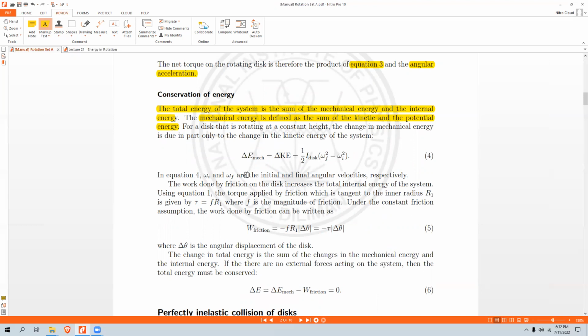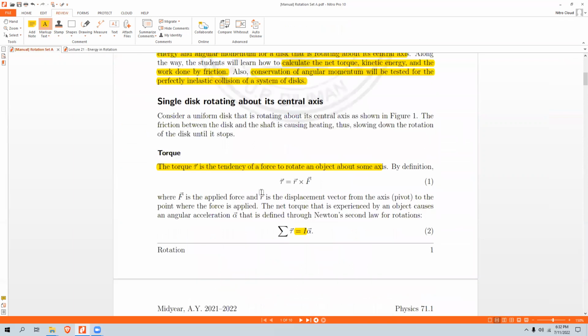Next, we also have the work done by friction on the disk. The work done by friction increases the total internal energy of our system. By using our first equation, the first equation here is tau equals r cross F.